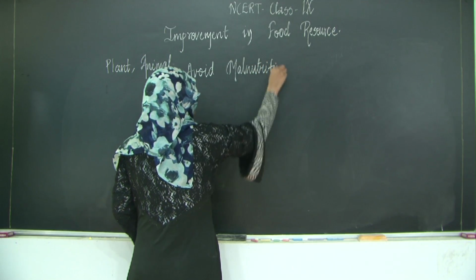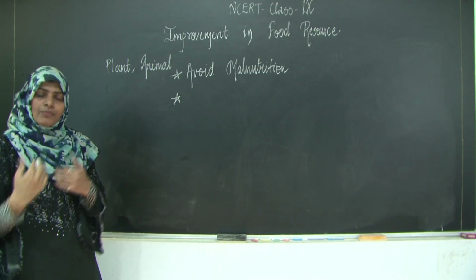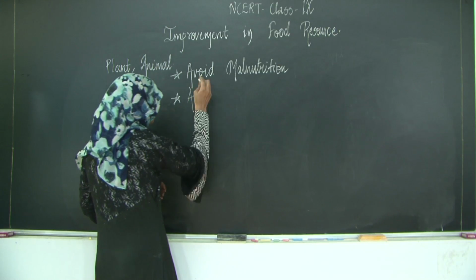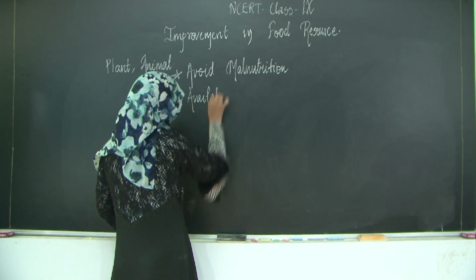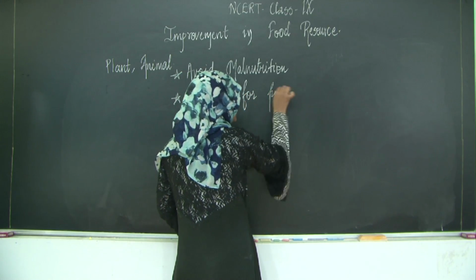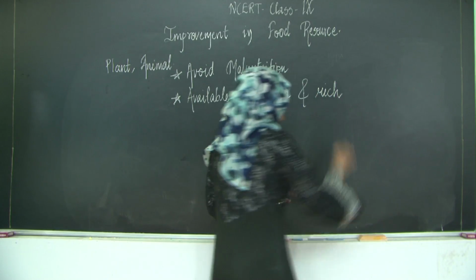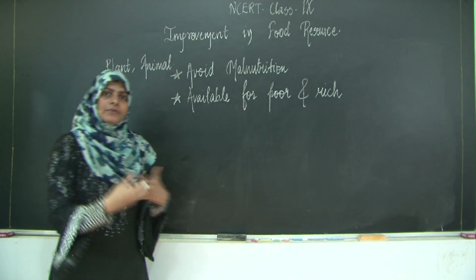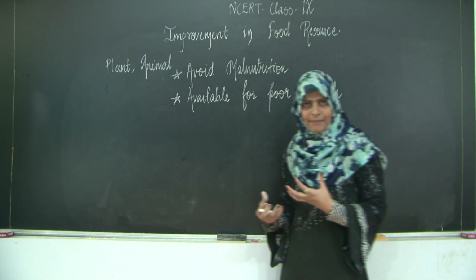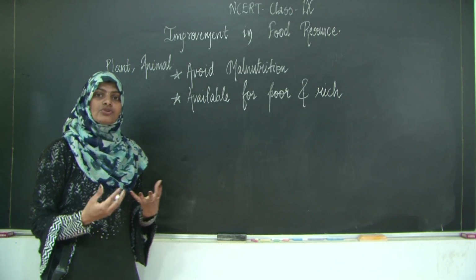Then you need to get food in such a way that it is available for the poor as well as rich, available for poor people at a reasonable cost, and rich. You need to see that you are giving to the poor people at a proper cost, a reasonable cost, but it should not happen that the quality of the food is down. The quality should also be maintained.